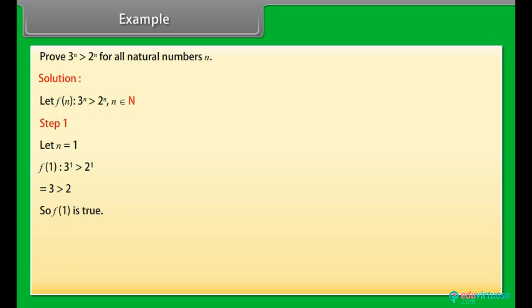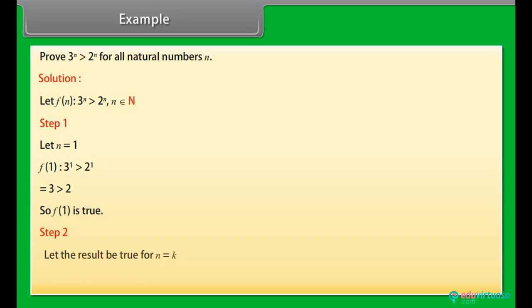Example. Prove 3 raised to power n is greater than 2 raised to power n for all natural numbers n. Solution. Let f of n be 3 raised to power n greater than 2 raised to power n, n belongs to capital N. Step 1. Let n is equal to 1. f of 1: 3 raised to power 1 greater than 2 raised to power 1, that is, 3 is greater than 2. So, f of 1 is true.